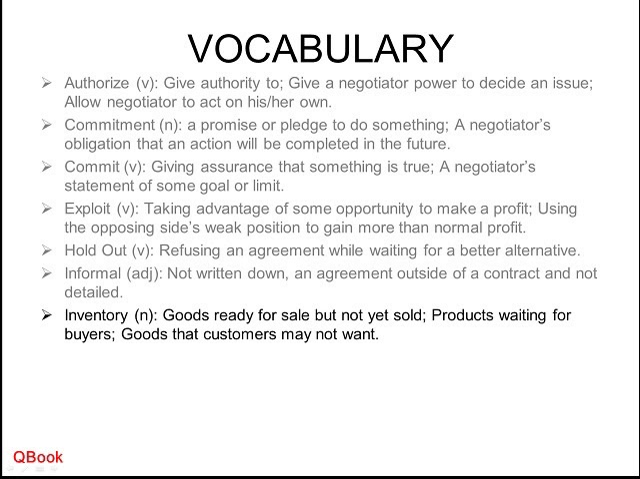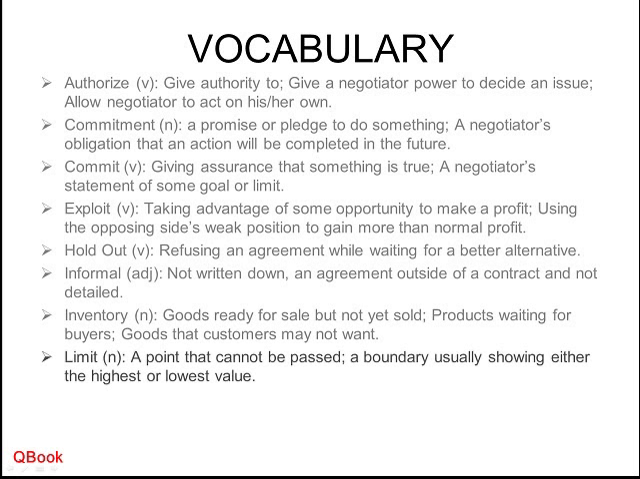Inventory. Inventory are the products at the company that are not sold yet. If a company has high inventory, it means they may have trouble selling their products. If they have low inventory, it may mean their products are popular, but it also may mean they're not producing enough. Limit is the highest you can go to. So things like your target price can be kind of a beginning limit. Your resistance point is a final limit. You don't want to go past your resistance point. That's a limit.